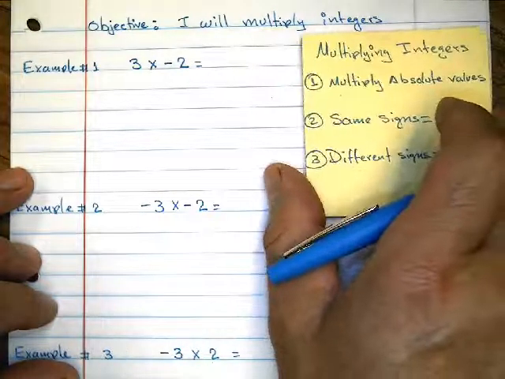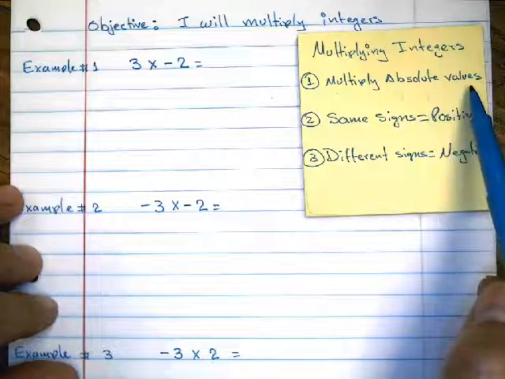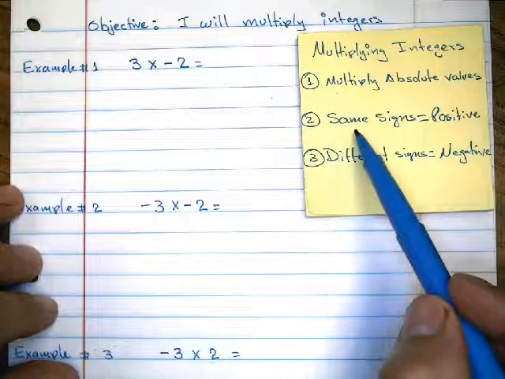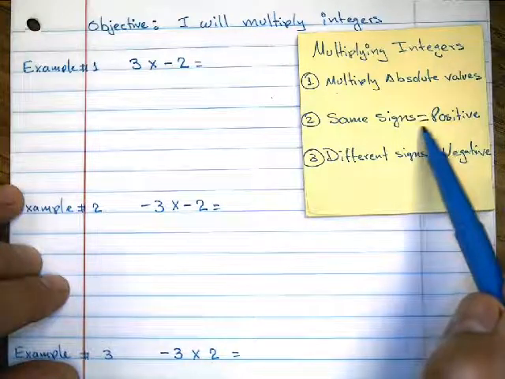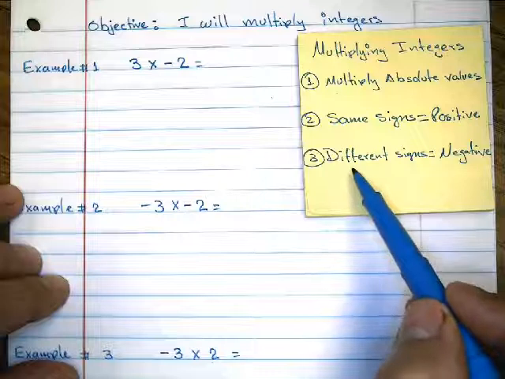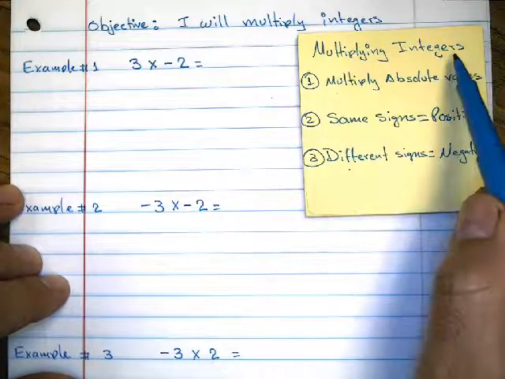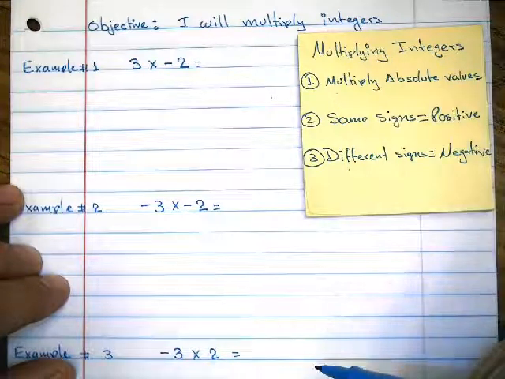There are 3 rules that we're going to follow. The first rule says to multiply their absolute values. The second rule says if the numbers have the same sign, the answer will be positive. And rule number 3 says that if the numbers have different signs, the answer will be negative. Remember, we are multiplying integers, we're not adding or subtracting.